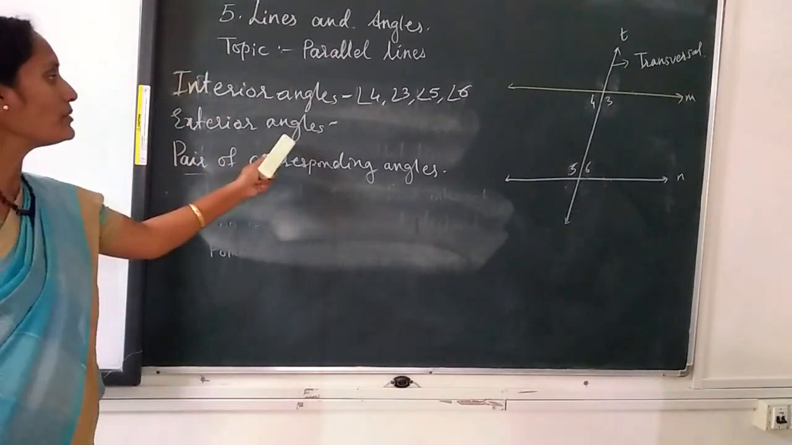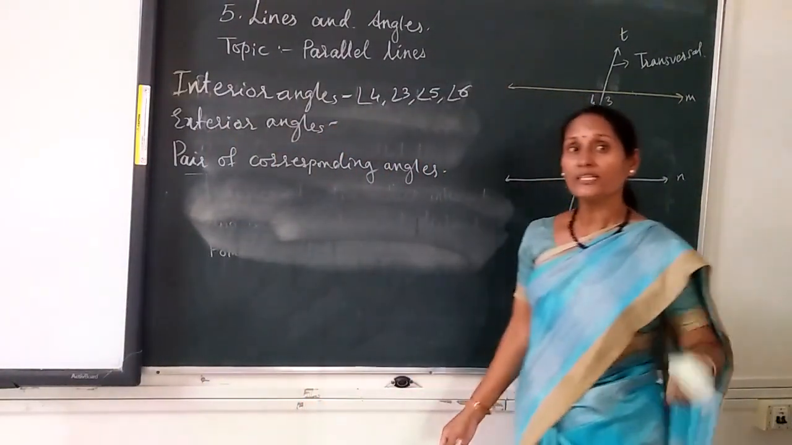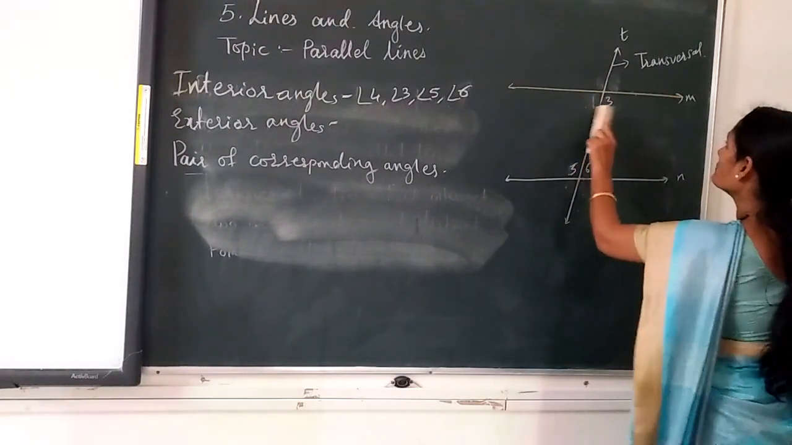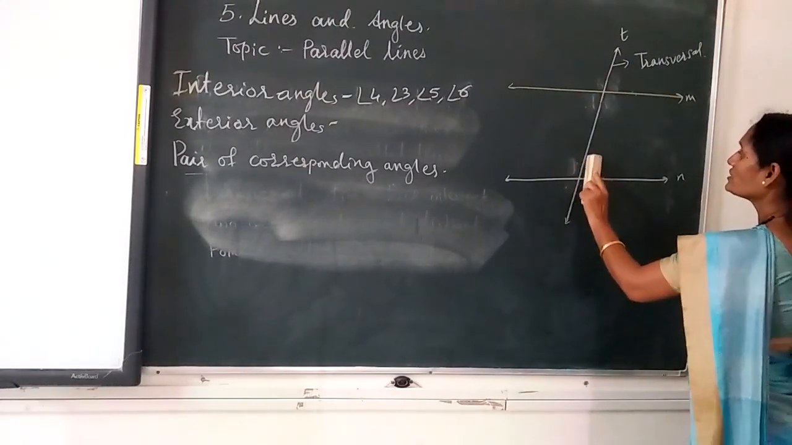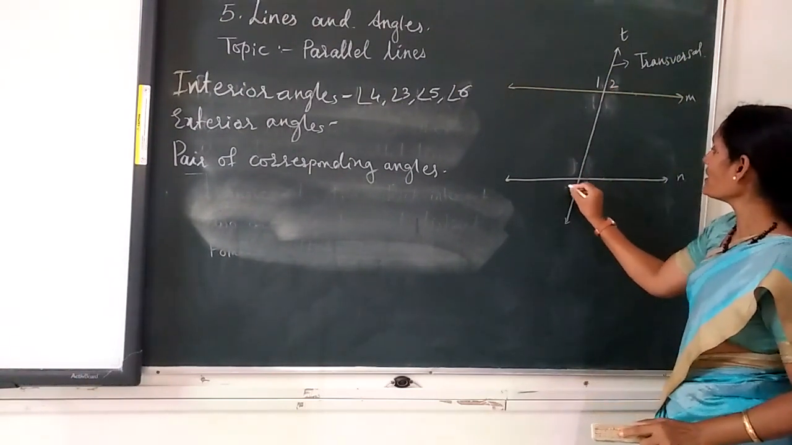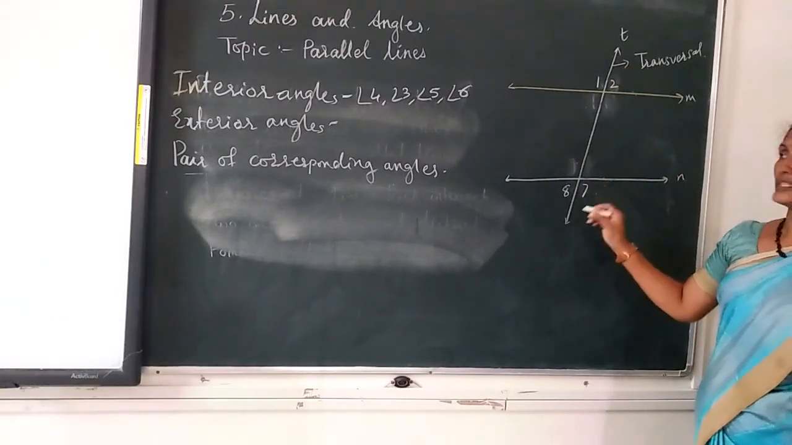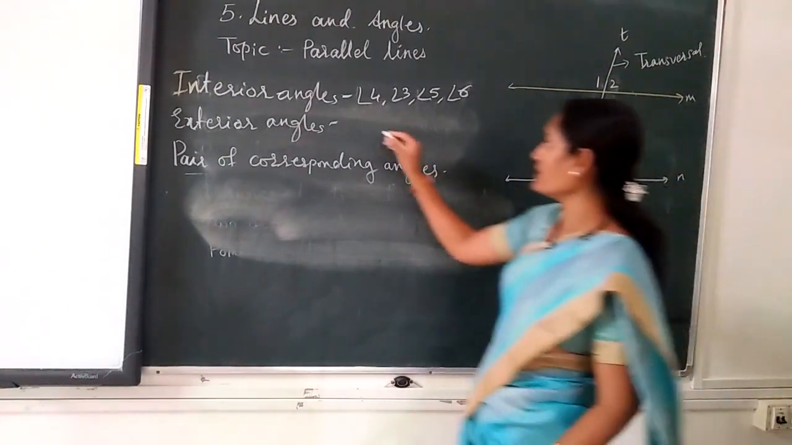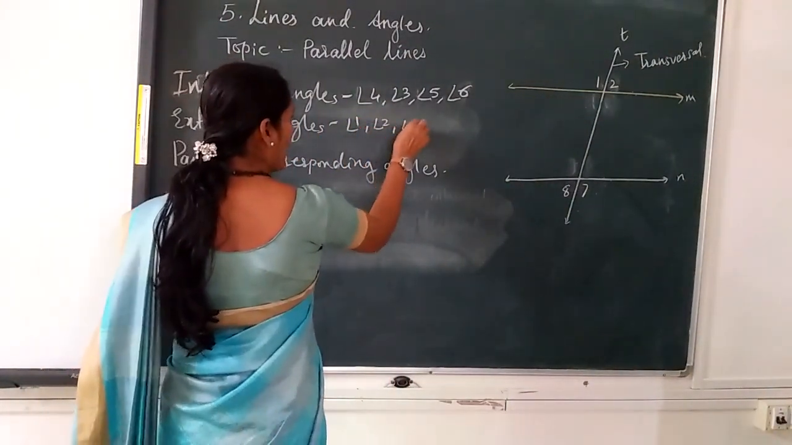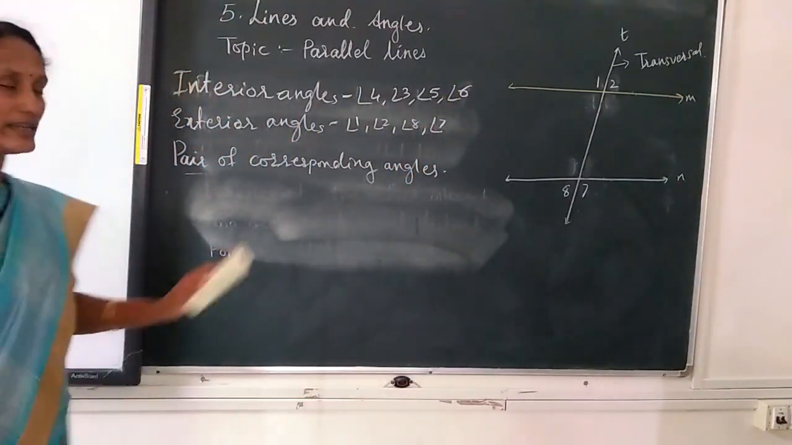Okay. Now let's talk about exterior angles. Exterior angles means those angles which lie outside the parallel lines. So which angles will come? Now let me rub this. Now you will get the angles 1, 2, 7 and 8. If you observe, these angles are outside the parallel lines. That is why they are known as exterior angles. So angle 1, angle 2, angle 8 and angle 7, these are the exterior angles.